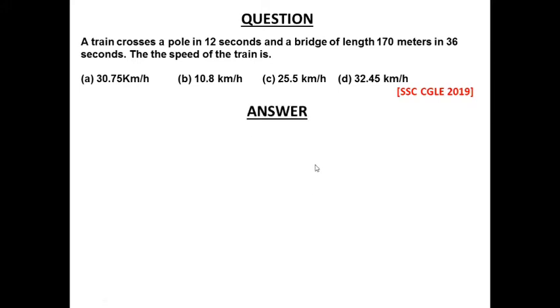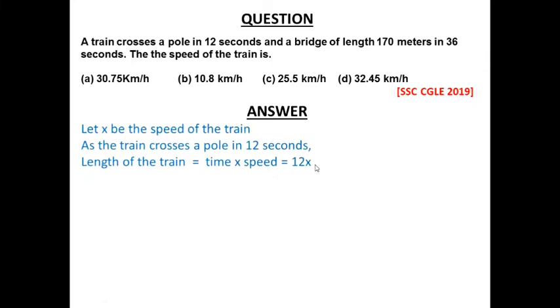So here, what is given? We need to find out the speed of the train. So to find the speed of the train, let us take the speed of the train as x.